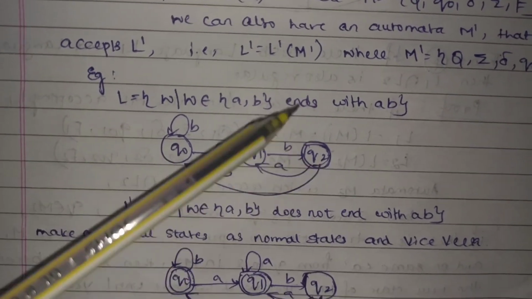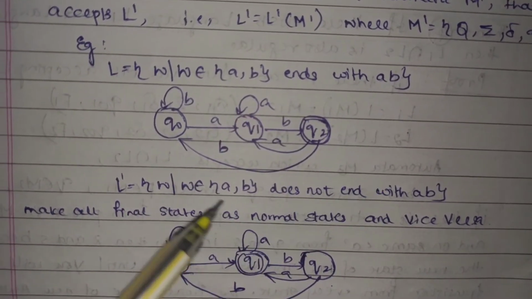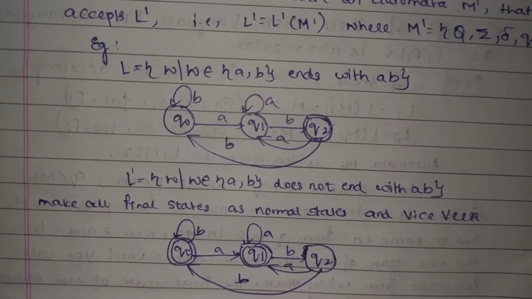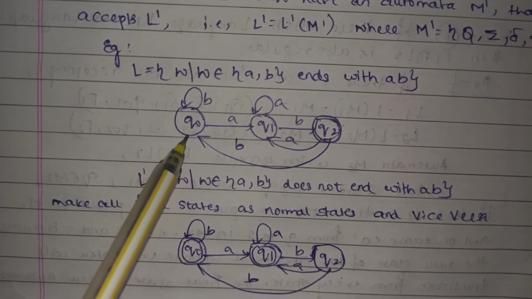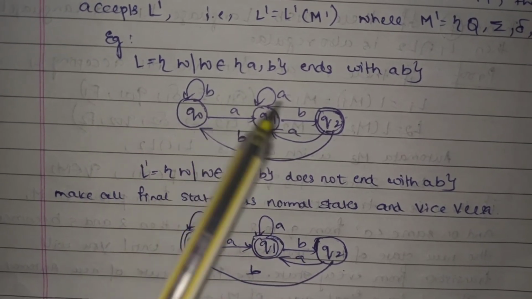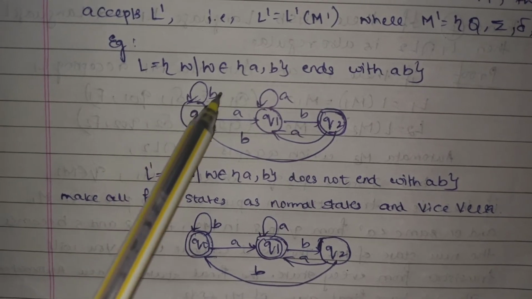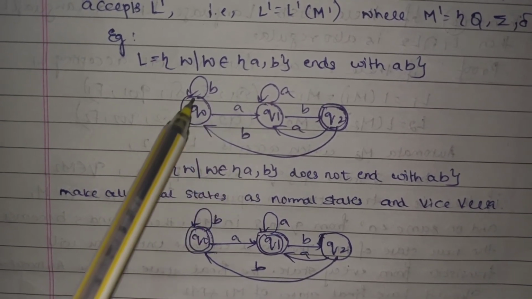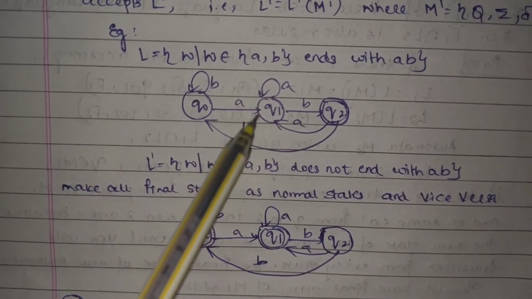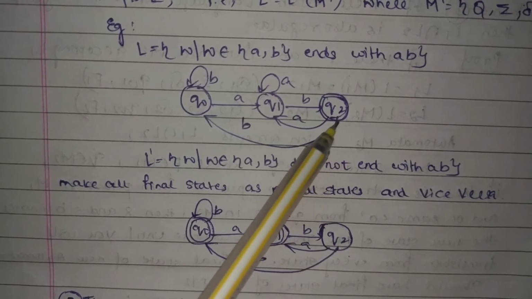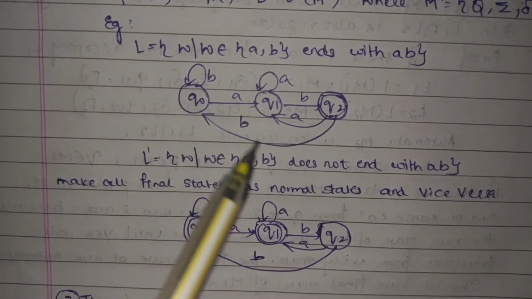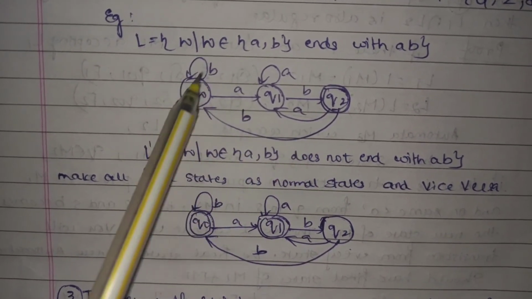Suppose a language where w ends with ab. You know how to write a DFA, or NFA here. There is a start state Q naught with transitions on A and B, and there is a final state reached by A and B. It should end with AB, so it can start with anything. You can write an A, B loop, and it should end with AB. If A comes, it can go to the next state, and then B takes it to the final state. So this is the NFA for this language.